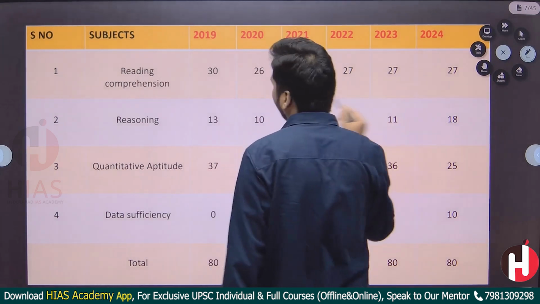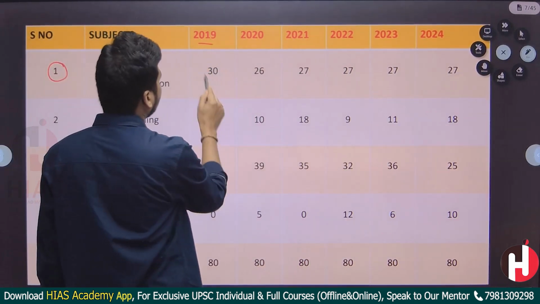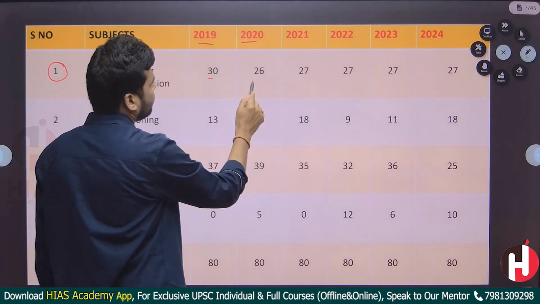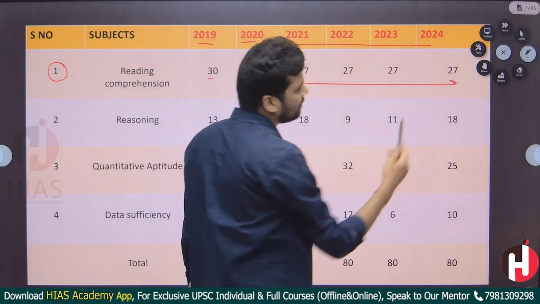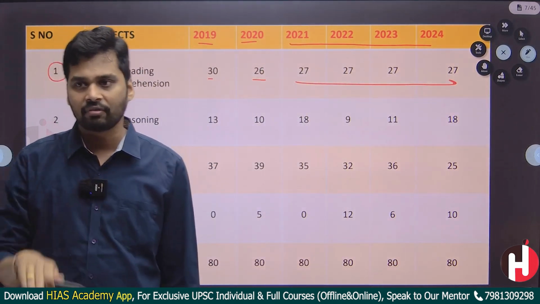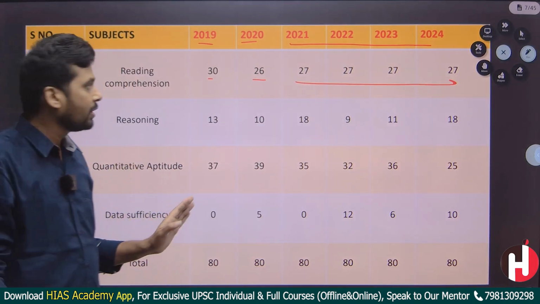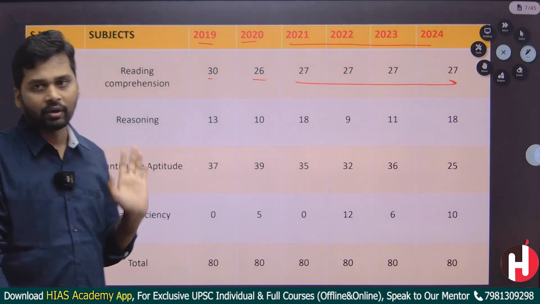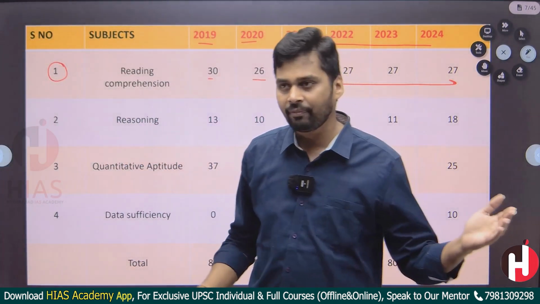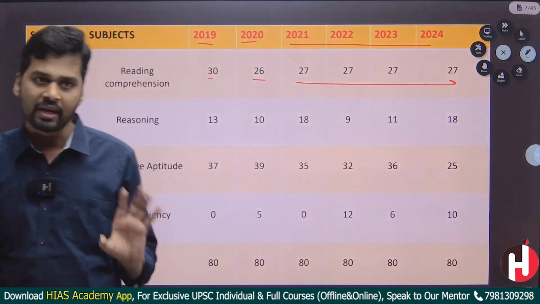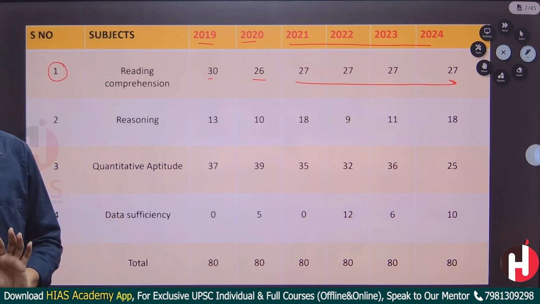The first one is reading comprehension. In 2019, 30 questions were given, in 2020, 26, and in 2021 to 24, the number of questions has been standard, around 27. They are giving 27 questions in reading comprehension from 2021 to 24. So this year also we can expect the same number of questions, anywhere between 25 to 27. The number of reading comprehension questions is fixed, like 25 to 27.